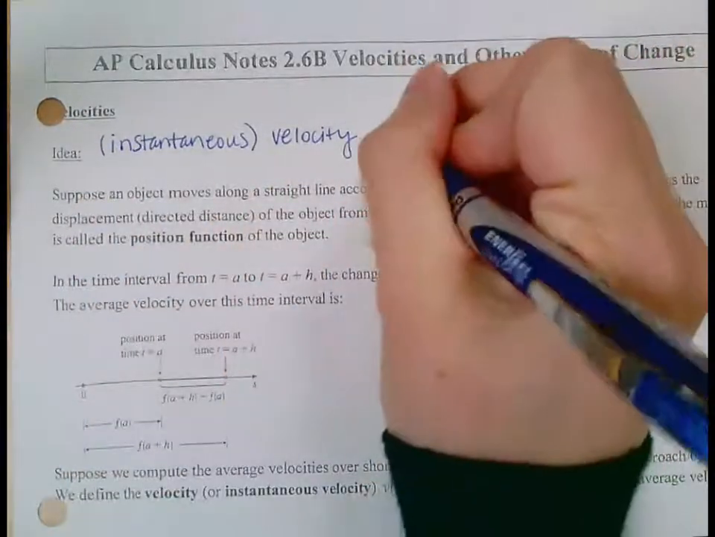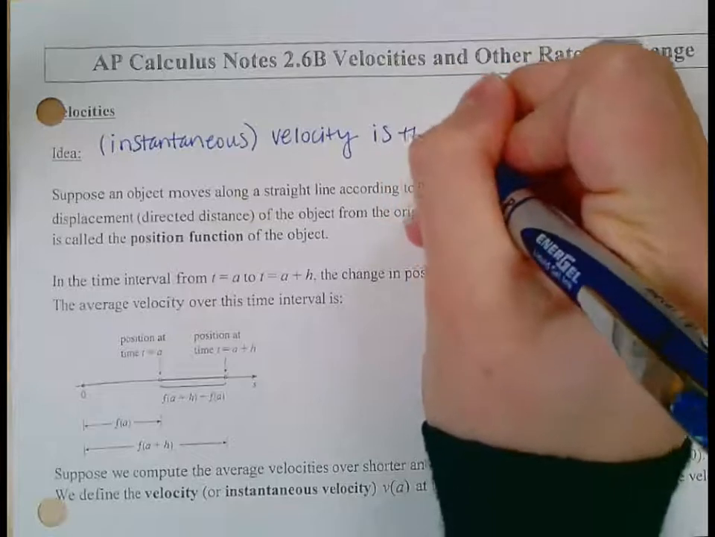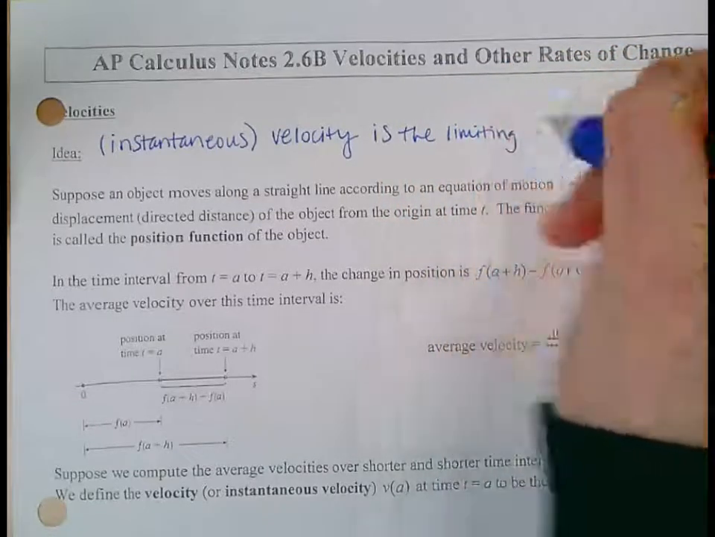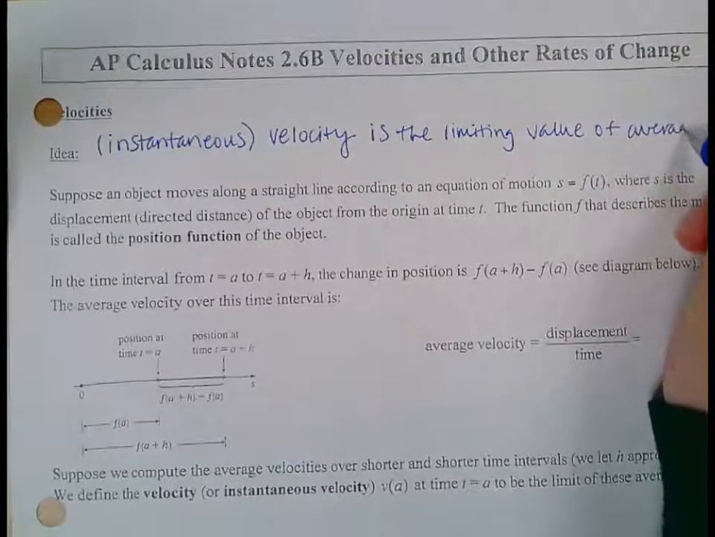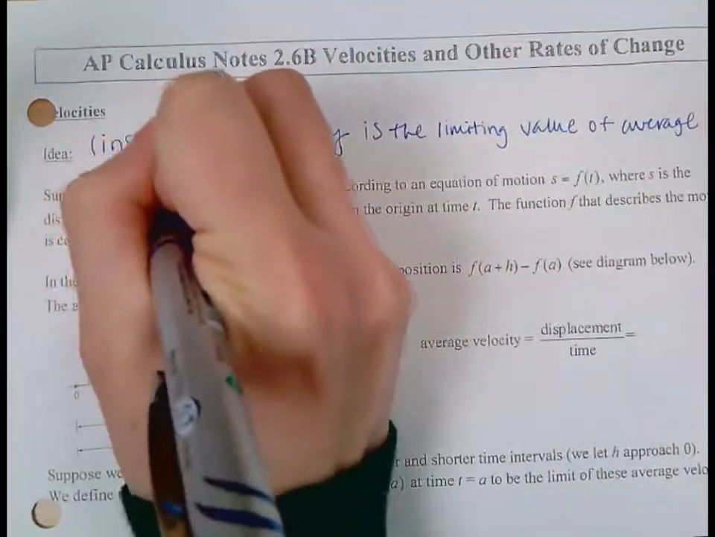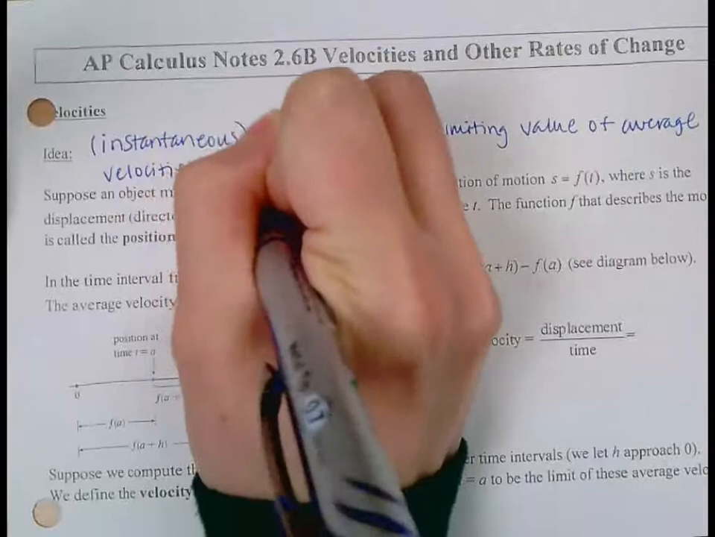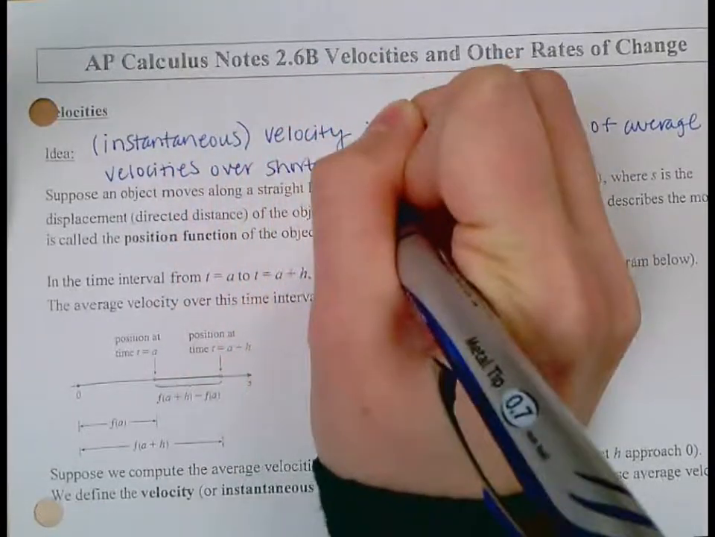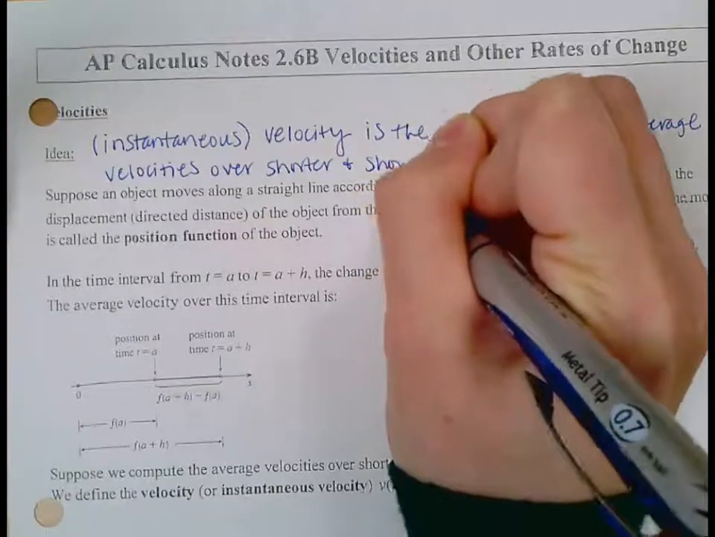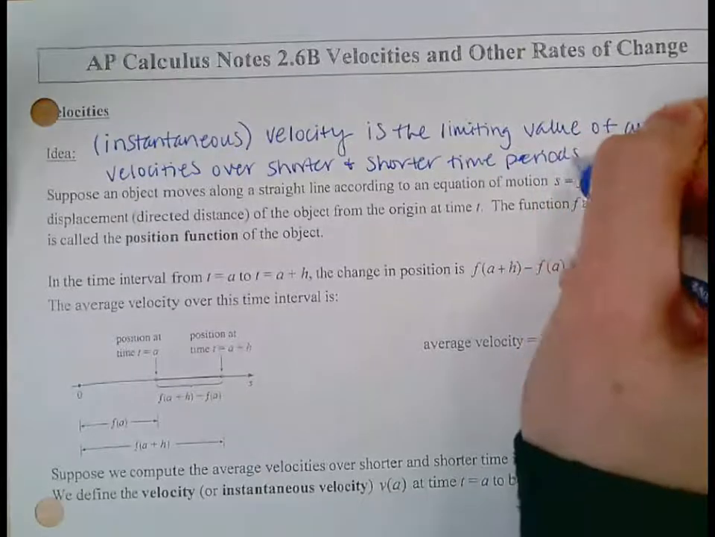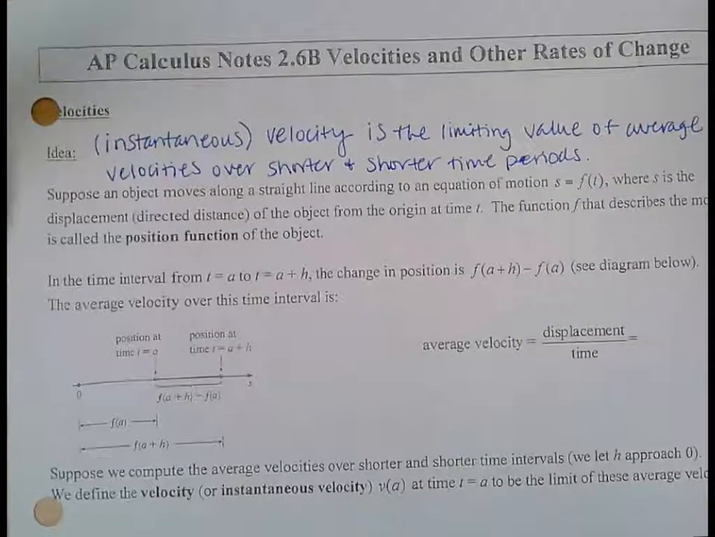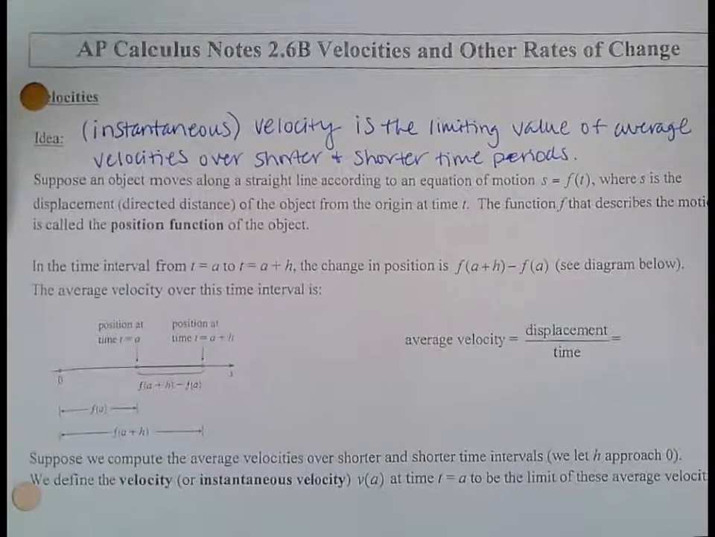So instantaneous velocity, the idea was, is the limiting value of average velocities over shorter and shorter time periods. You might remember we're going to revisit the same problem we looked at in 2.1, where it said find the velocity after 5 seconds, or at 5 seconds.